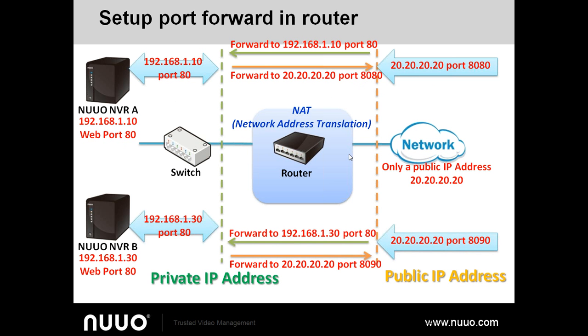And if the remote user wants to access the NUUO NVR B web page, this user needs to set up 192.168.1.30. This NUUO NVR B internal web port is 80, and the external web port is 8090. So if a remote user wants to access the NUUO NVR B web page, the public IP address will be 20.20.20.20 with port 8090.